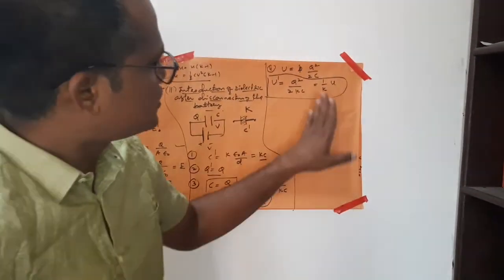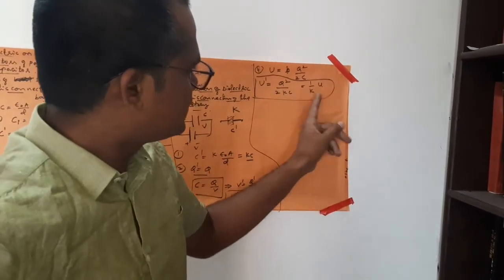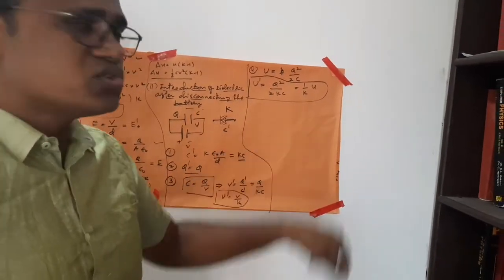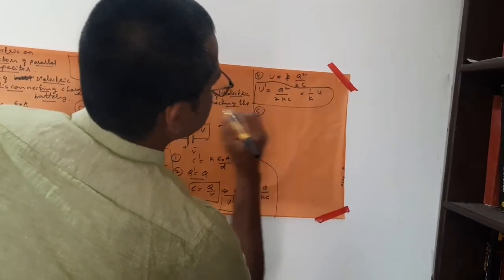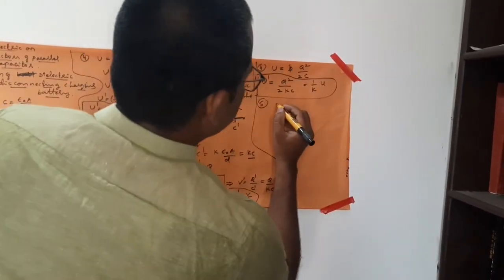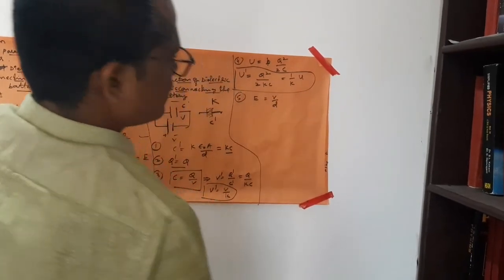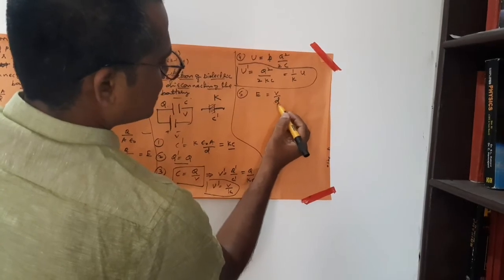So some energy has been lost. That lost energy is what we are finding here. This is the energy after disconnecting the battery and introducing the dielectric. Now what will happen to the electric field? The electric field you can write as V by D, and D is not a variable, it's a constant.